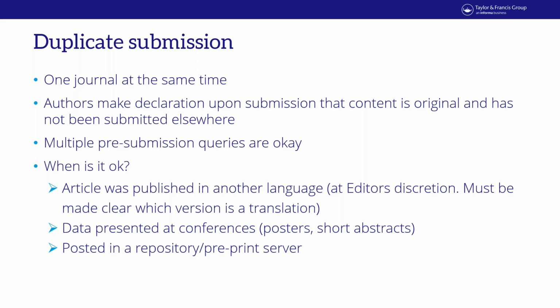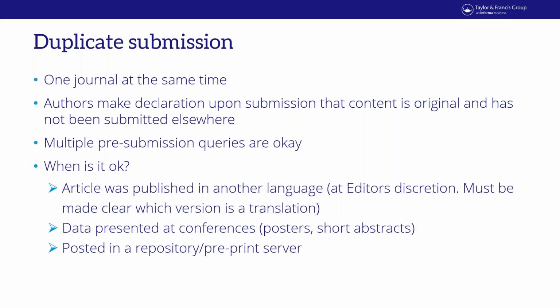Now, sometimes it is okay to submit work that has been presented elsewhere. You just need to be honest with the editor about the previous presentation, publication, or posting. So transparency is key in this process. For instance, if you've published an article in another language but would like to publish in English, contact the editor of the journal you'd like to publish with and ask them if they would be interested in publishing a translation. They may be happy to do so.